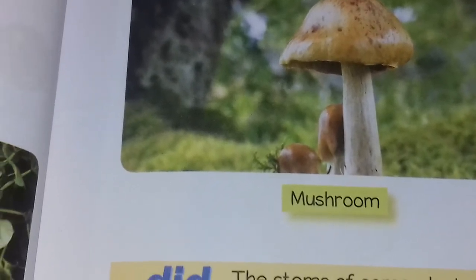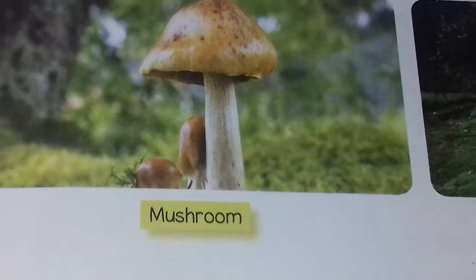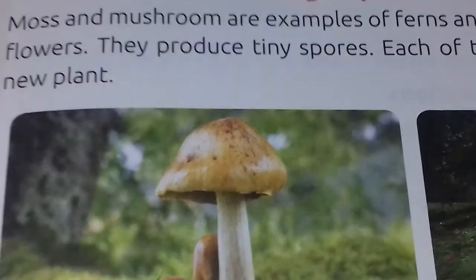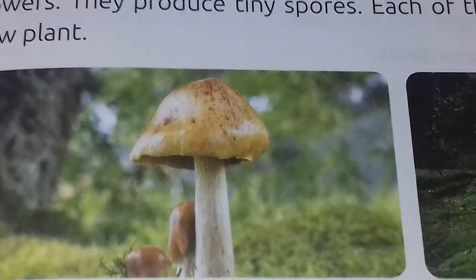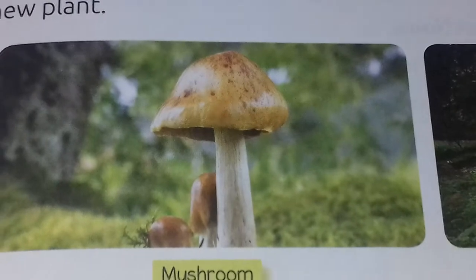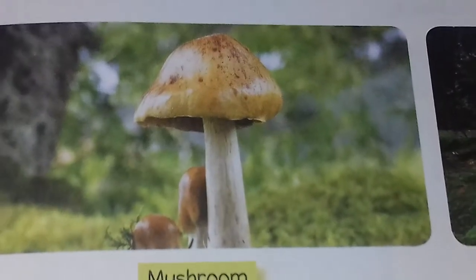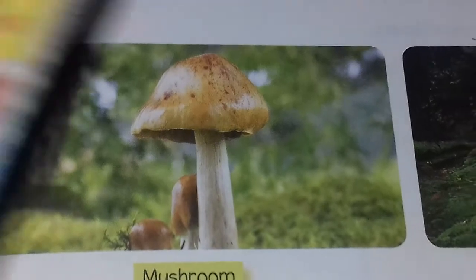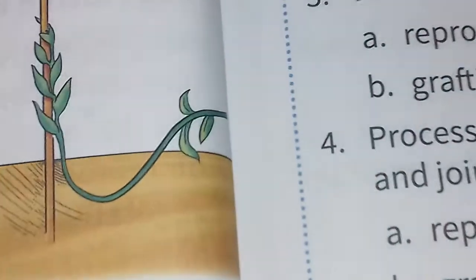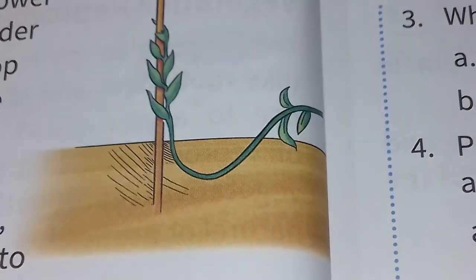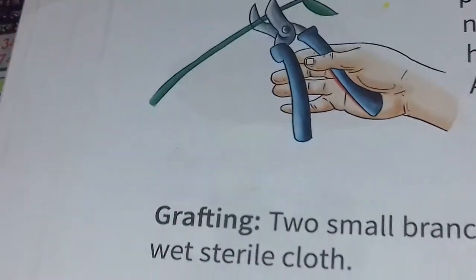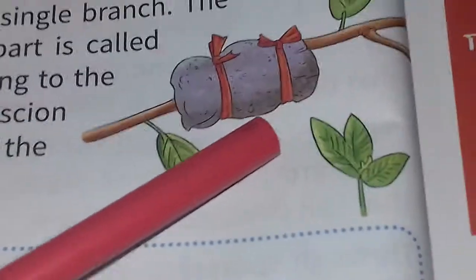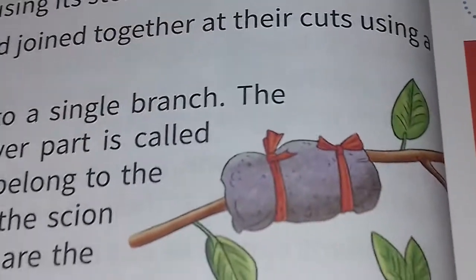And there is also artificial vegetative reproduction by layering, by stem cutting, grafting, etc. Farmers use such types of artificial reproduction. Okay, so you can see here it's a process, artificial reproduction by layering, stem cutting, and grafting.